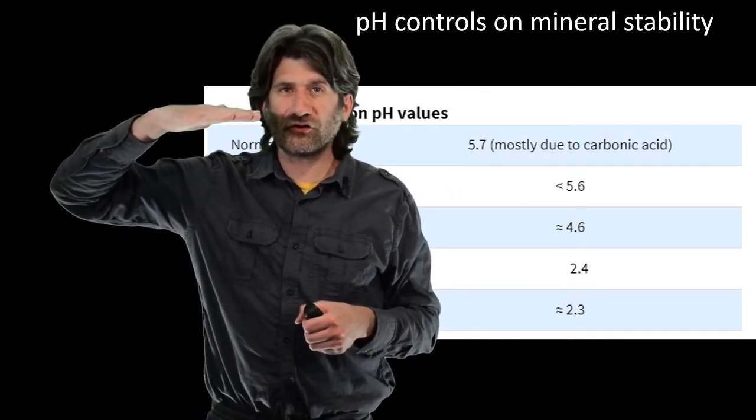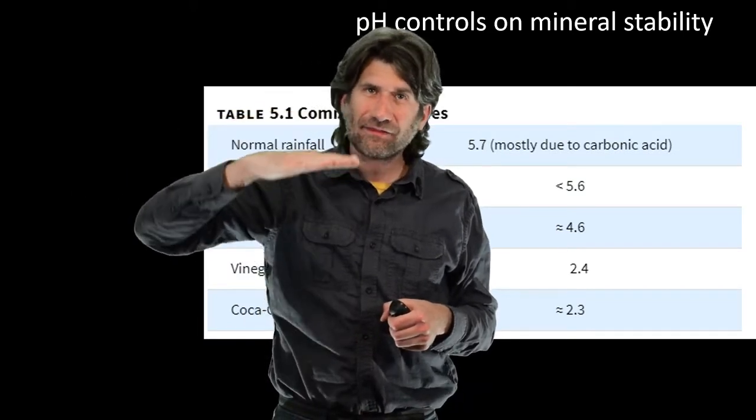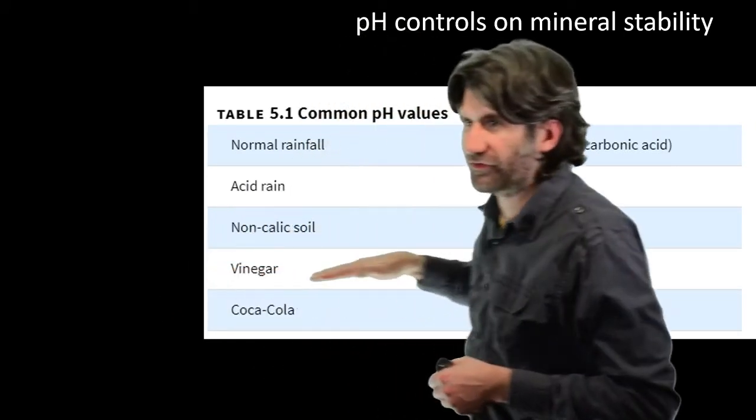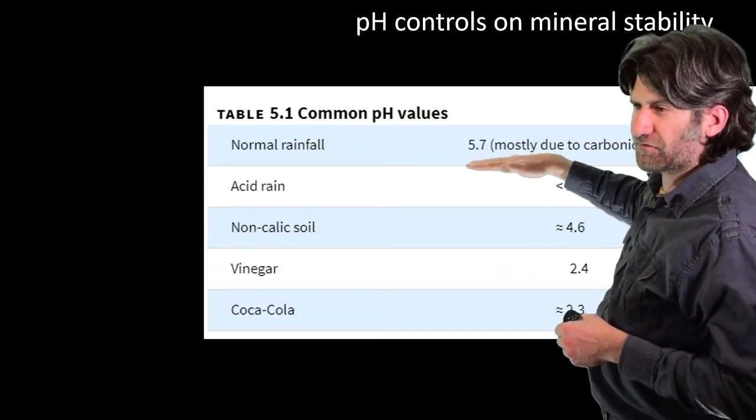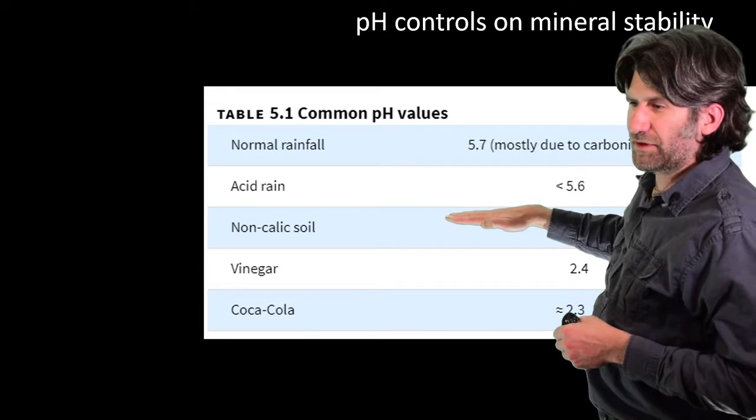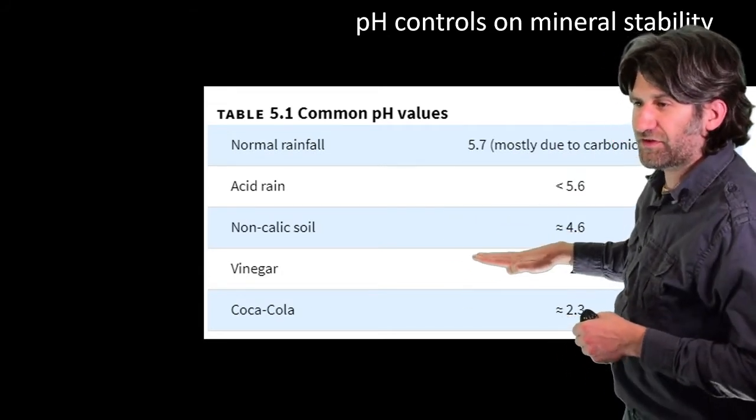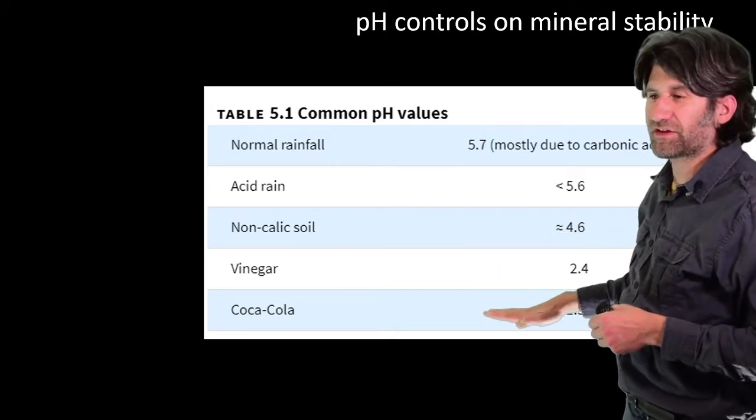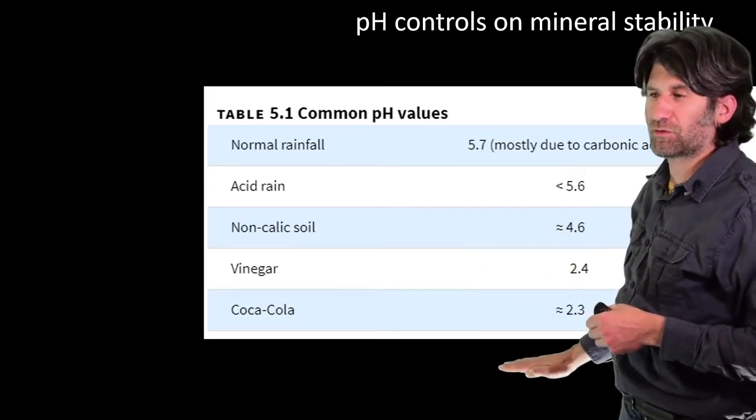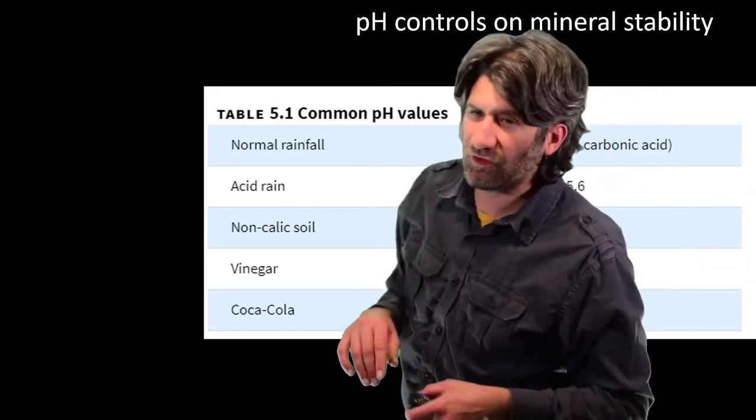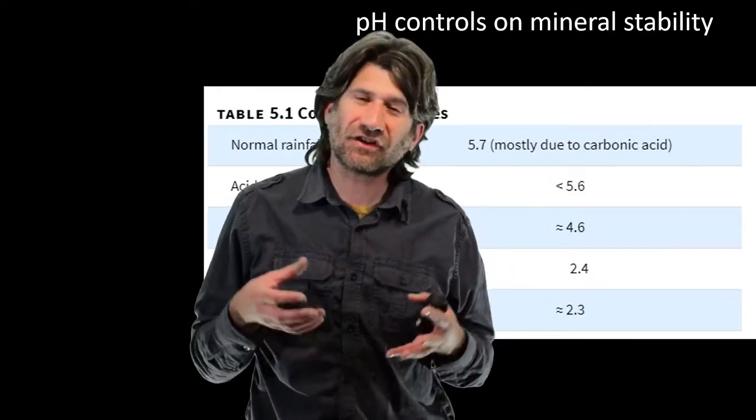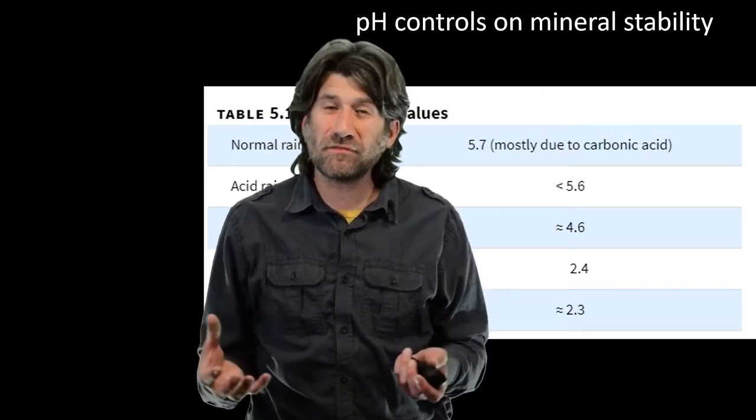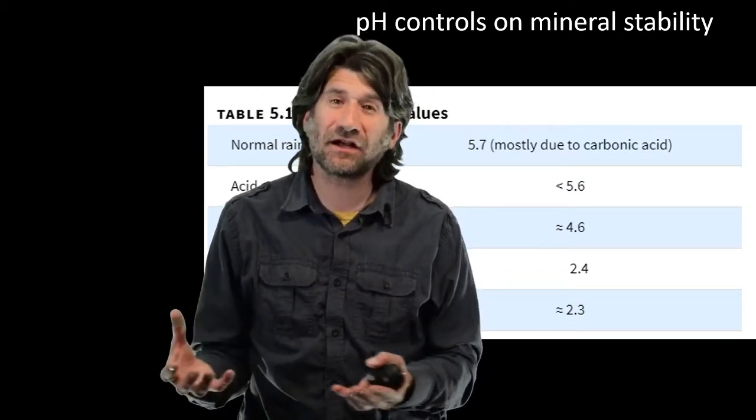Remember, 7 is neutral on the pH scale. Anything less than that is acidic, and the lower the number, the more acidic it is, right? So here's your standard normal water, 5.7. Acid rain would be less than 5.6. We see non-calcic soils are generally an acidic environment at about 4.6, and then vinegar or Coca-Cola are much, much more acidic. And so the reason that pH and acidity is so important in chemical weathering is the solubility of minerals changes depending on the pH.